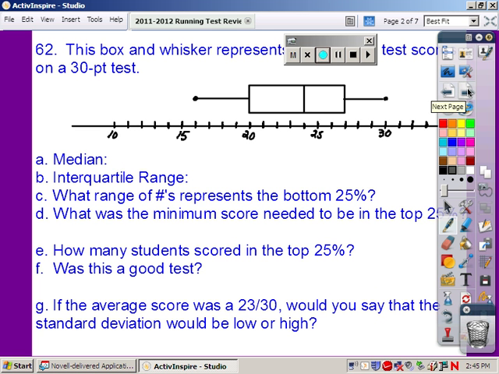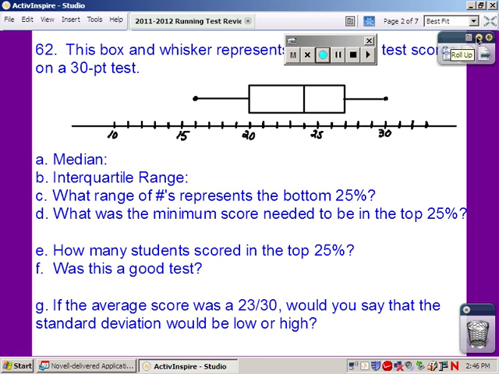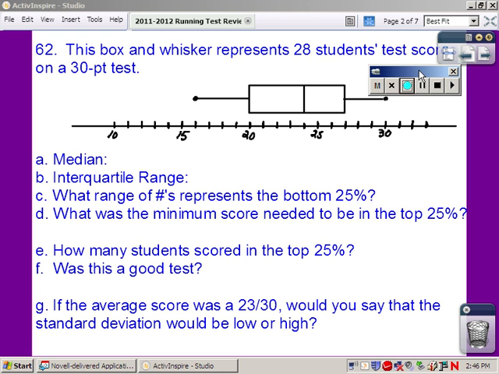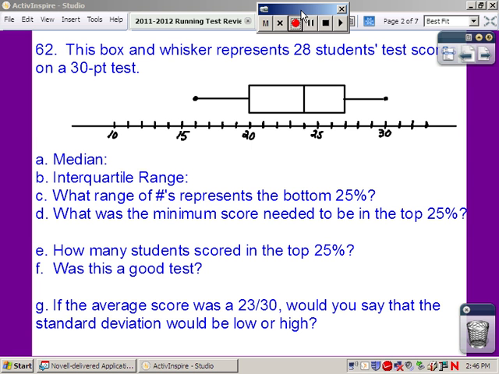Alright, so this time I'm actually giving you a box and whisker plot and asking you to answer questions about it. So for this one, it says that the box and whisker plot represents 28 students' test scores on a test that's worth 30 points. Okay? So the first question says, what's the median? The median is always this line in the center of the box or somewhere inside the box. It looks like it's right above 24. So our median is 24.